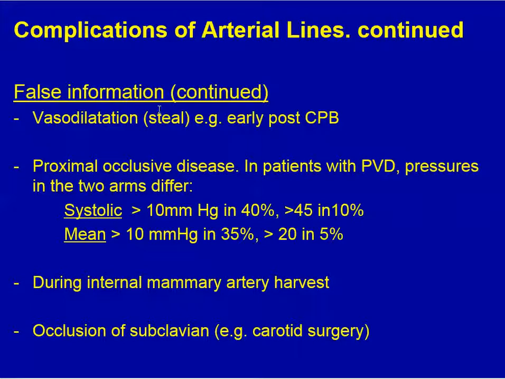You can also get false information due to vasodilation. This is very common early after cardiopulmonary bypass. And with proximal occlusive disease, which we already mentioned. During harvesting of internal mammary artery, there's often compression of the arm on that side. And of course, if the surgeon happens to clamp the subclavian artery, you will lose the pressure in the radial artery distal to that subclavian.